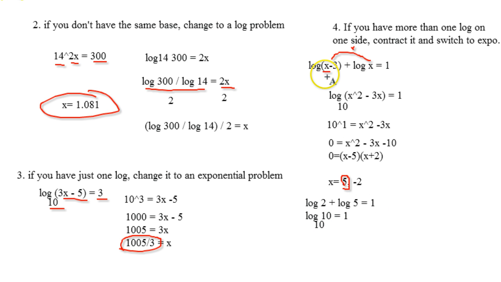Now, if I plug in a negative 2 up here, I'm going to go negative 2 minus 3. That's going to be negative 5. That's not good. You can't do the log of a negative number. Even if you try it on Desmos, it's not going to work. So right off the bat, negative 2 is not even part of my answer. It's just going to be 5.